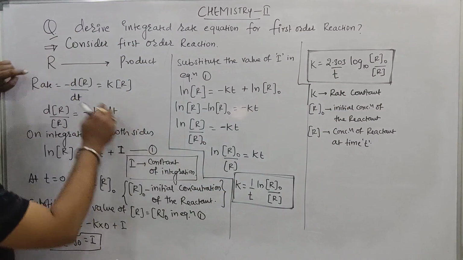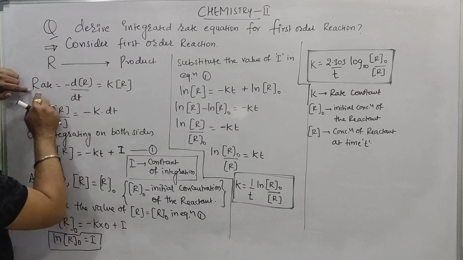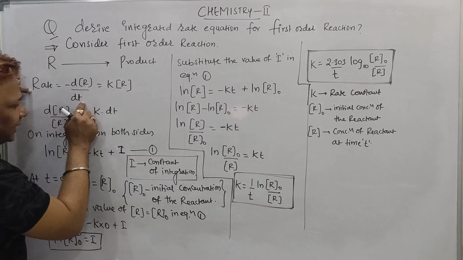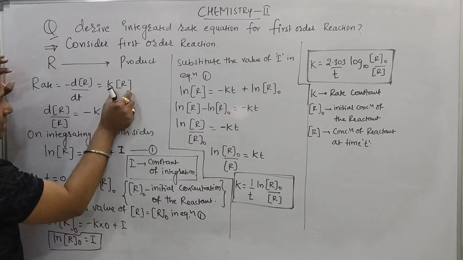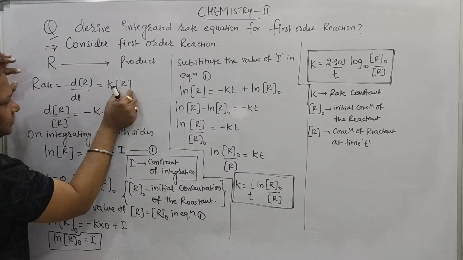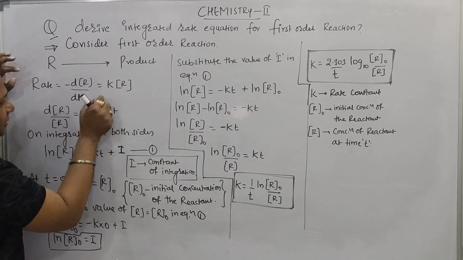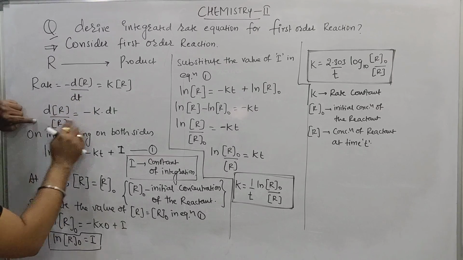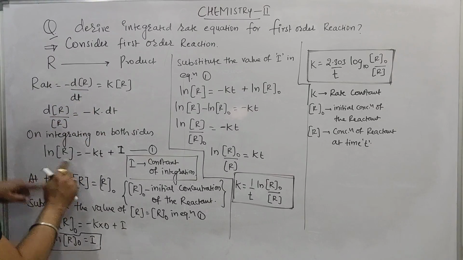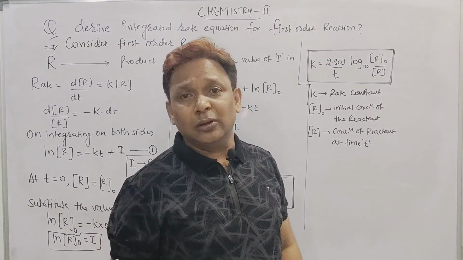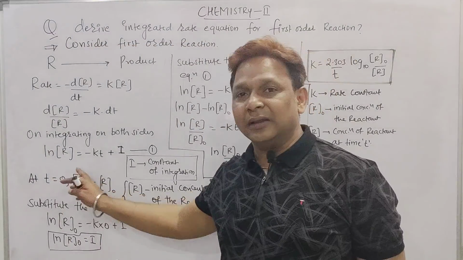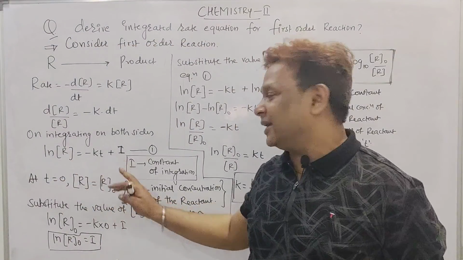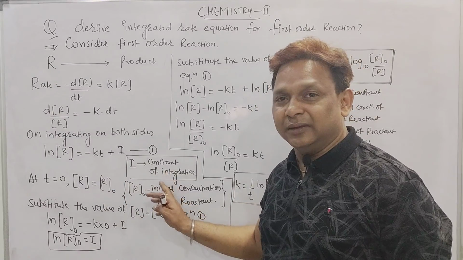To reach here, what to do? R gives product, rate equal to minus dR by dt equal to k into R. Because this R comes this side, dt goes here, k dt, minus goes here, minus k dt, R comes here, dR by R. On integrating this one, we got this ln R. Ln means natural log to the base e. ln R equal to minus kt plus I. I is a constant of integration.